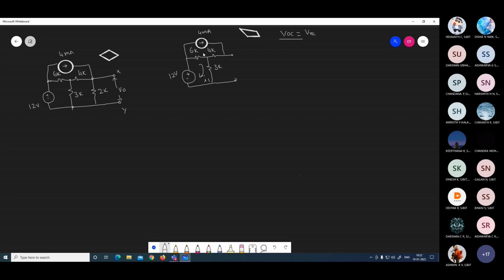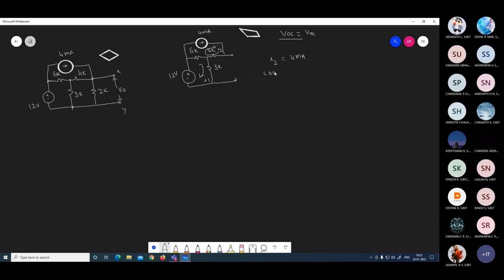The current is already given as 4 amps. Assume the same direction. You can assume another current, that is I2. Looking from the diagram, what is I2 now? I2 is equal to 4 milliamps. Okay. Then apply KVL for the loop 1.